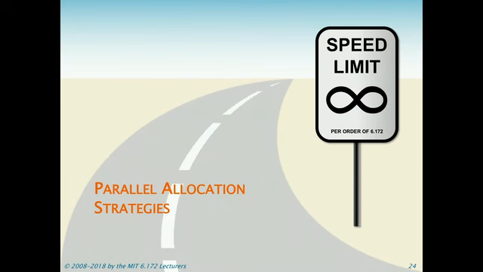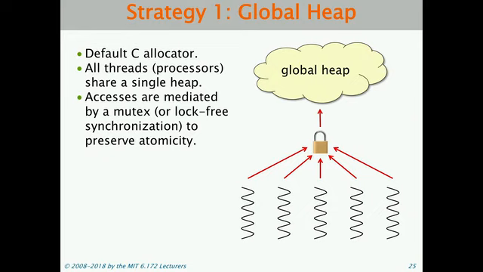OK, so now let's look at some parallel heap allocation strategies. So the first strategy is to use a global heap. And this is how the default C allocator works. So if you just use a default C allocator out of the box, this is how it's implemented. It uses a global heap where all of the accesses to this global heap are protected by mutex.